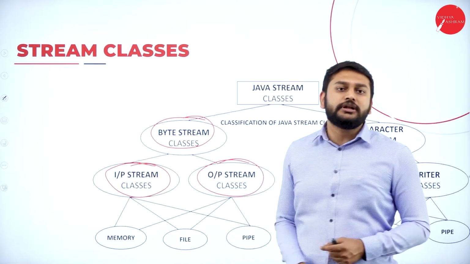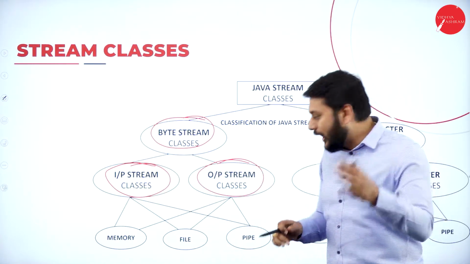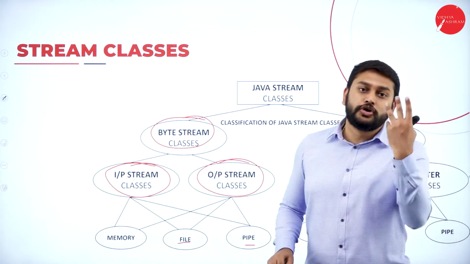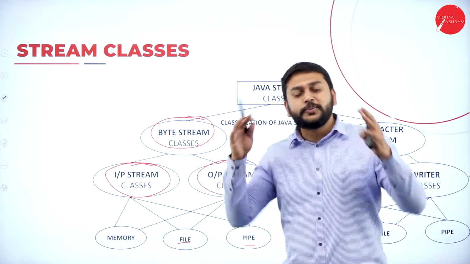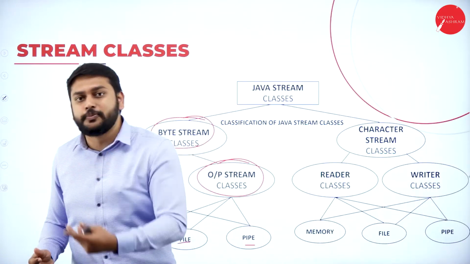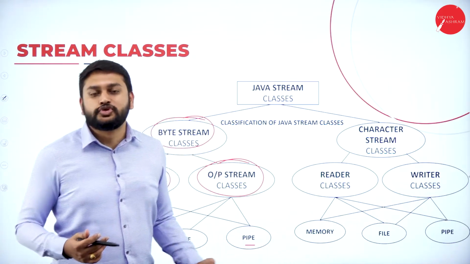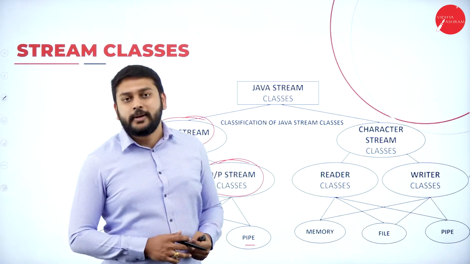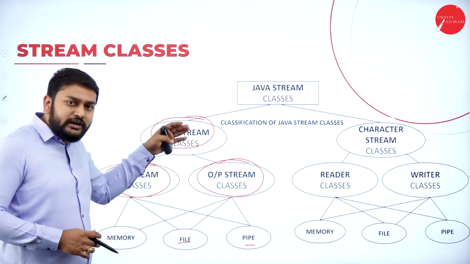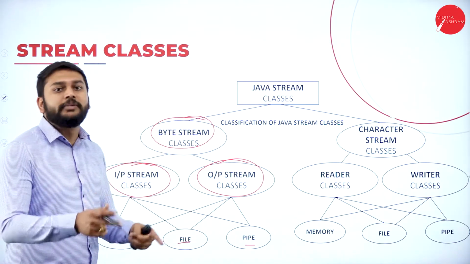For this input stream class, from where exactly is the data coming? So guys, please treat memory, file and pipe as the source for this input. Then after processing this input, obviously I have to give the output, right? To where should I give it? You can give it to the same source, is what you need to remember. So this is what we have with respect to the byte stream. We will discuss this part in detail in the coming slides.